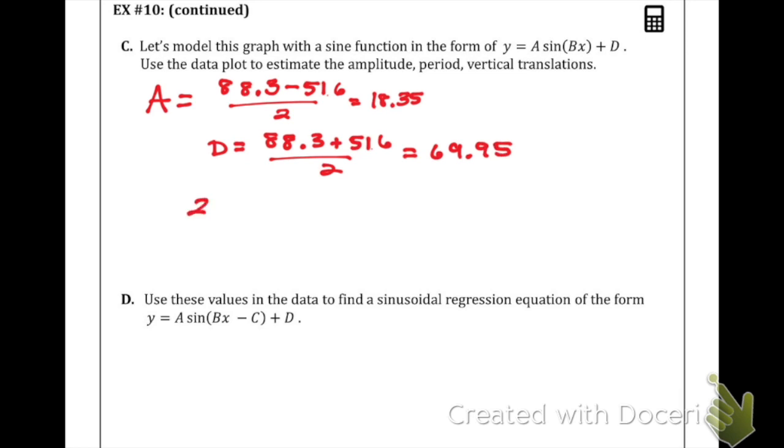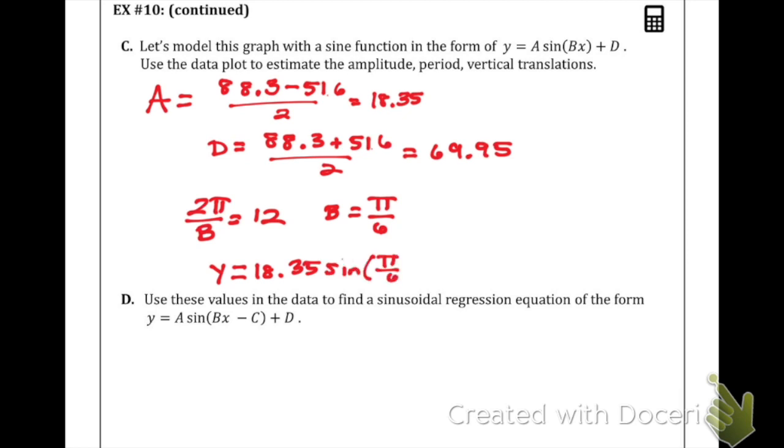Our period, so 2 pi over b, looks like a full period is 12 months, right? So that means b is going to be equal to pi over 6. So the model that we're getting, just pulling from the values that were given to us, is about 18.35 sine of pi over 6 x or t, whatever you want to use, plus 69.95. So let's see how good that model is compared to what the calculator gives us.